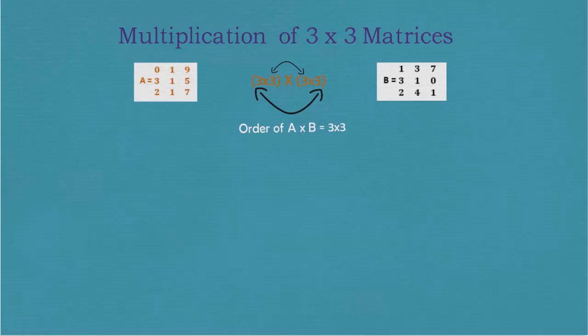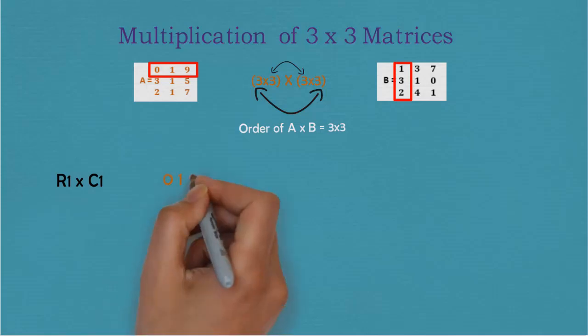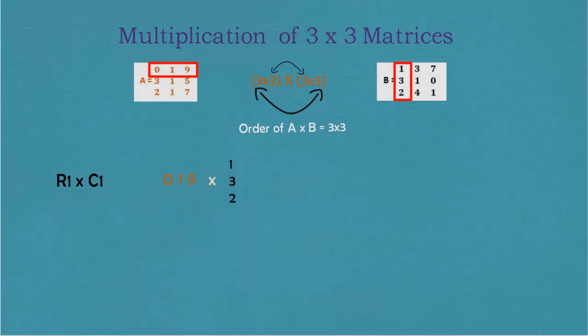So let's begin and start multiplying the first row of matrix A by the first column of matrix B. So the first row is 0, 1, 9, and the first column of matrix B is 1, 3, 2. That is equal to 0 times 1 plus 1 times 3 plus 9 times 1. What we did is that we multiplied the first row and the first column element wise. So multiplying and adding them together, we get 21.